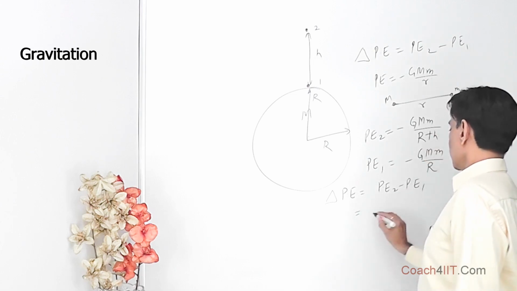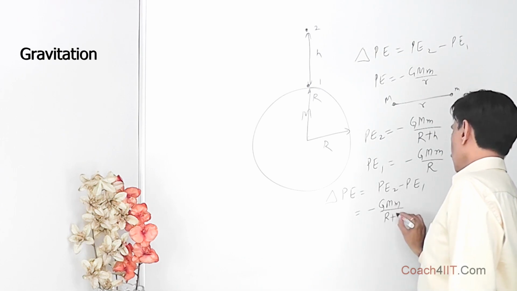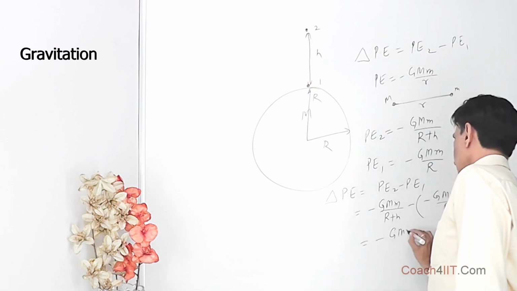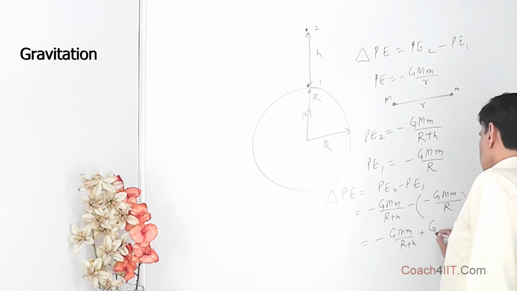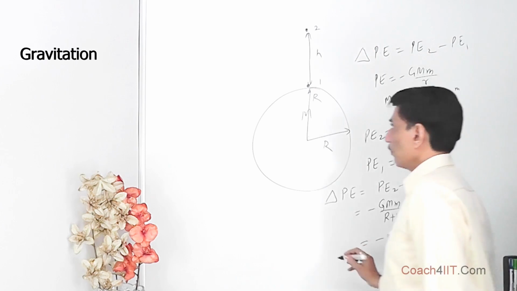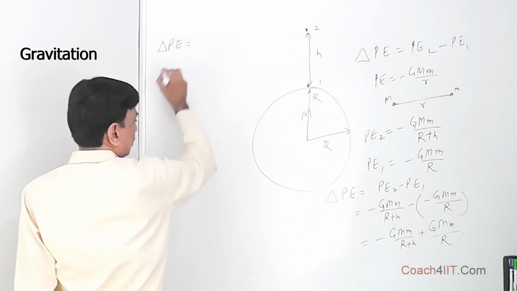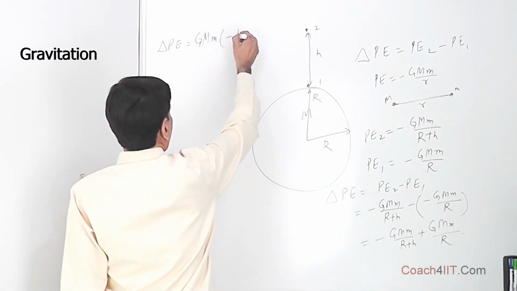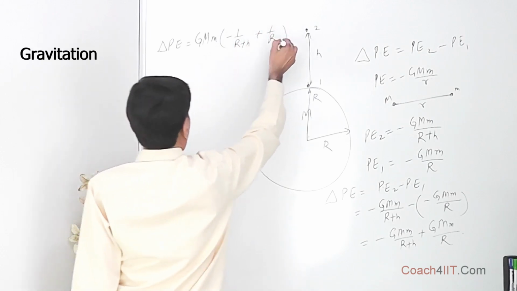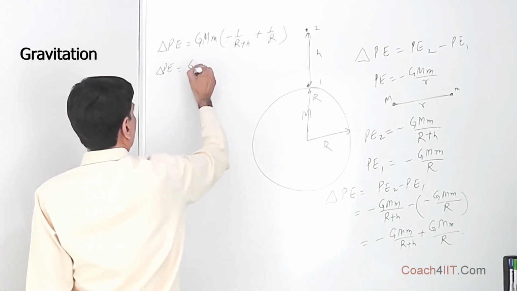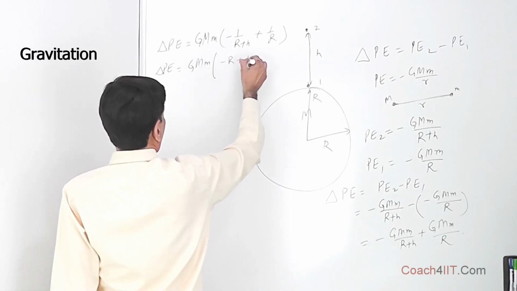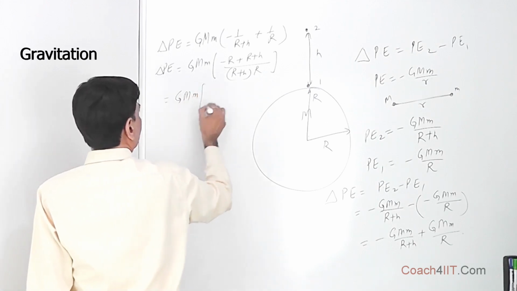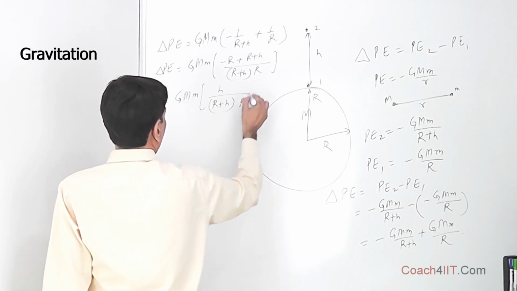So whether we say the work done or change in potential energy, it is going to be PE2 minus PE1, which is minus GMm upon R plus h minus minus GMm upon R. So this comes out to be minus GMm upon R plus h, minus minus is plus, GMm upon R. If we simplify it further, the change in potential energy is going to be, we can take GMm as common, GMm into minus 1 upon R plus h plus 1 by R. So delta potential energy comes out to be GMm into minus R plus h over R plus h into R. So this comes out to be GMm h over R plus h into R.